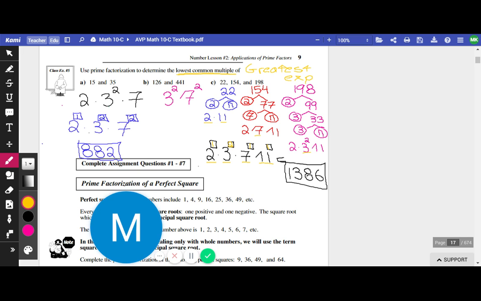The rest of this stuff, so it's about prime factorization of perfect squares and perfect cubes, is the exact same process of what we just did. Nothing changes. So we're not even going to review them because it's literally just more practice, and I think that we're good on our practice for our lesson now. So you can skip forward to the assignment.